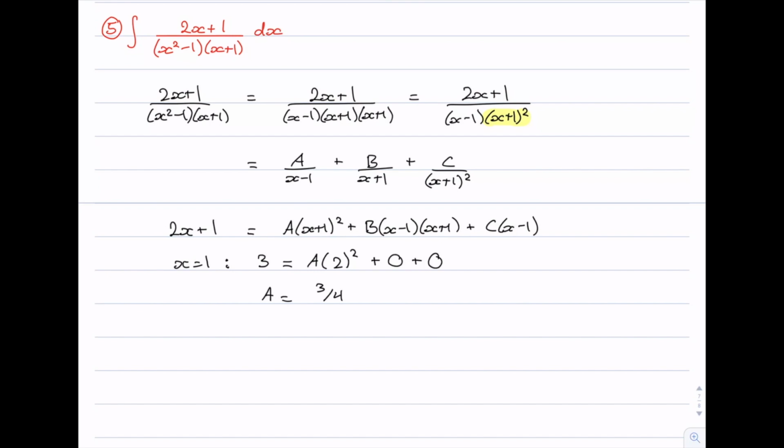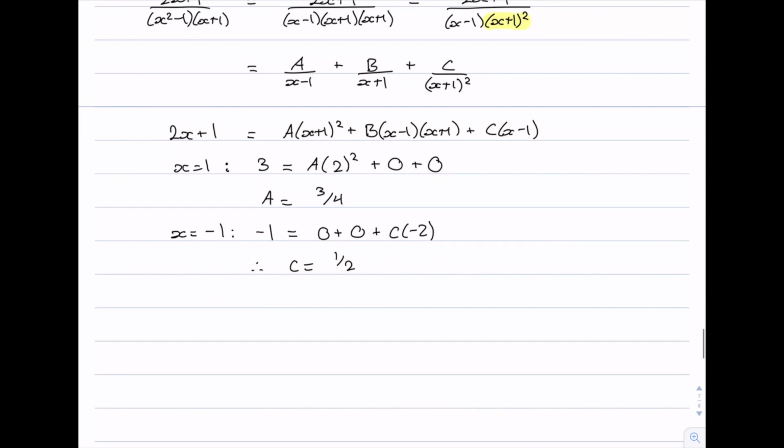Okay, we can also find one of our constants by subbing x equals negative 1 in. On the left-hand side, we have negative 2 plus 1, which is negative 1. On the right-hand side, the A term will become 0, the B term will become 0, so we have 0 plus 0, and then the C term is going to be C times negative 2, which means that C is going to be 1/2.